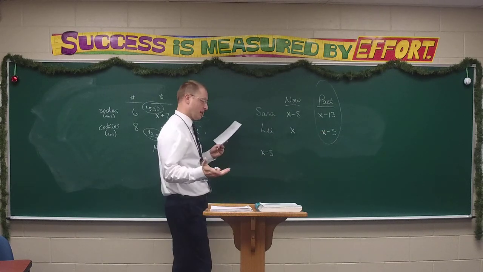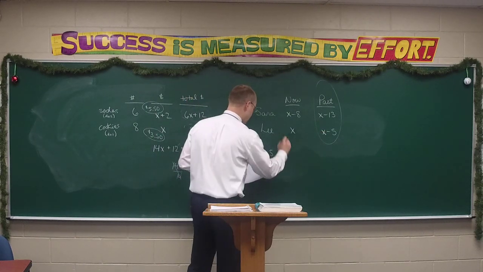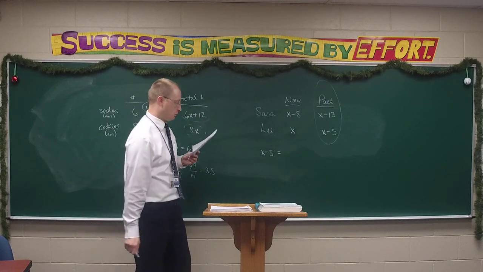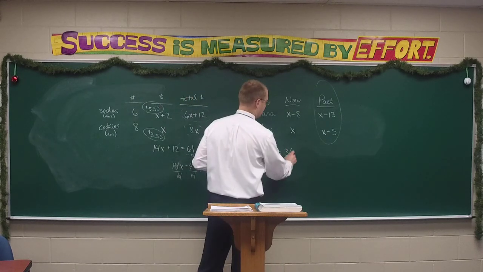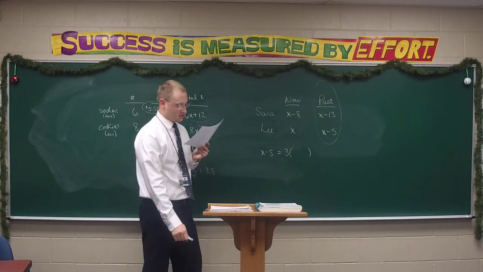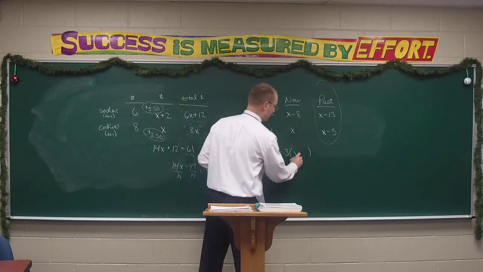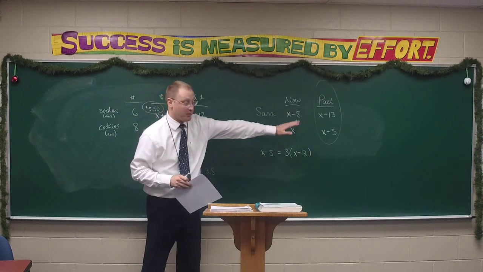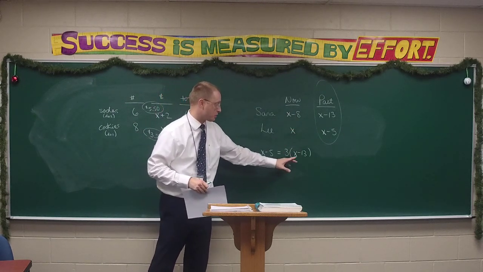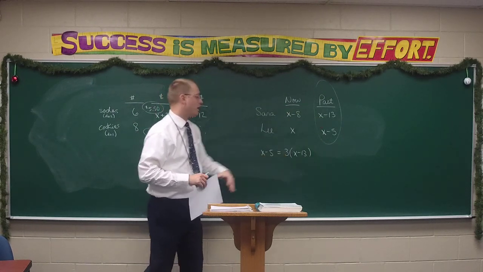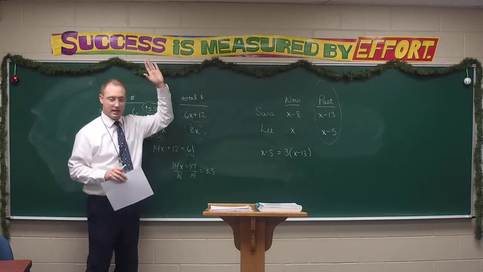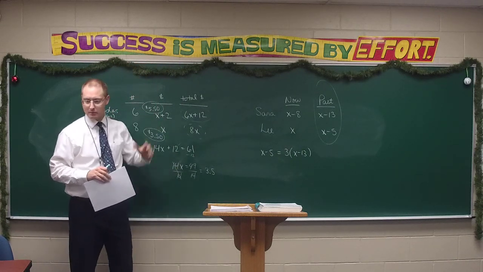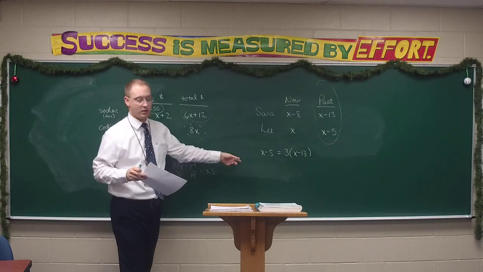How do we represent was? How do we represent 3 times as old? 3 times something. How do I say Sarah? X minus 13. And there we go. Lee, past Lee, we've time traveled, remember, was 3 times as old as Sarah. Again, the past Sarah. How many have that equation? X negative 5 equals 3 times the x negative 13. Okay, questions on that?